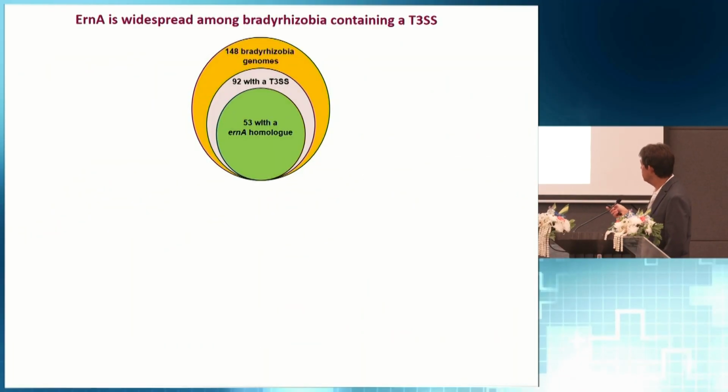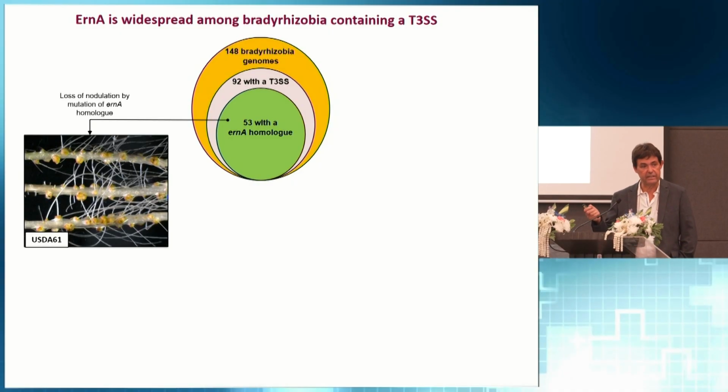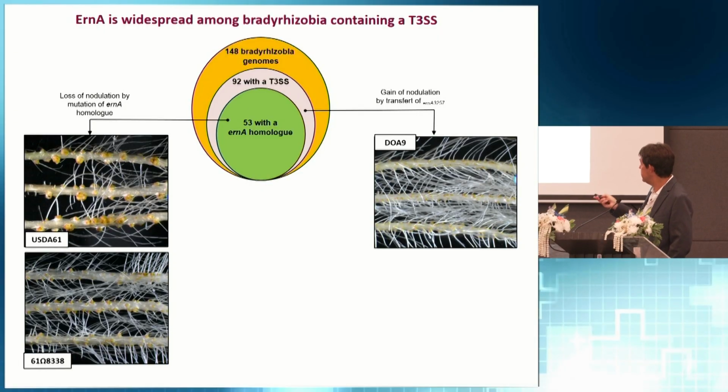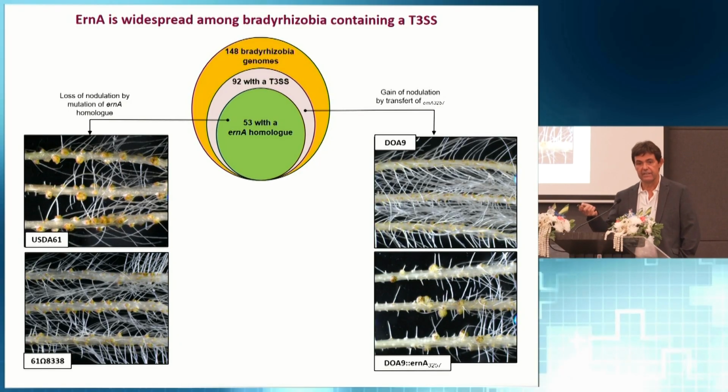Very interestingly, we identified ERN homologues in around two thirds of the strains containing a type 3 secretion system. If we mutated ERN in another strain, the strain USDA61, we observe that the mutant lost its ability to nodulate, confirming the general role played by ERN in Bradyrhizobium to induce nodule formation. In addition, if we transfer ERN into the strain DOA9, which contains a type 3 secretion system but lacks ERN, we confer to the strain the ability to nodulate. We have a gain of function in nodulation.